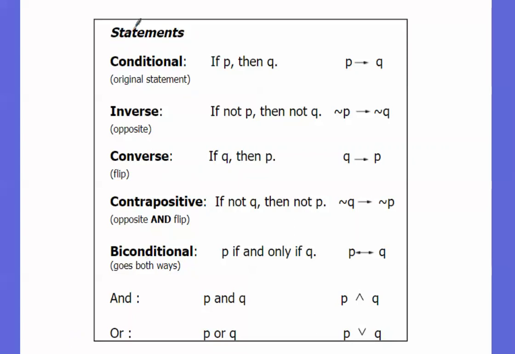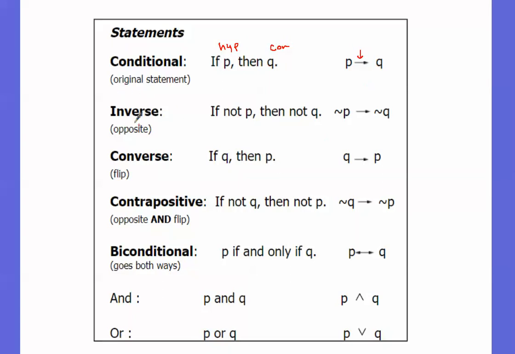We're going to recall that we have several statements. We have a conditional. This is the original statement. If P, then Q. P would be considered the hypothesis, and Q would be the conclusion. Hypothesis comes first, conclusion comes second. That's represented by P arrow Q. The arrow here represents the phrase if then, or the two words if then.